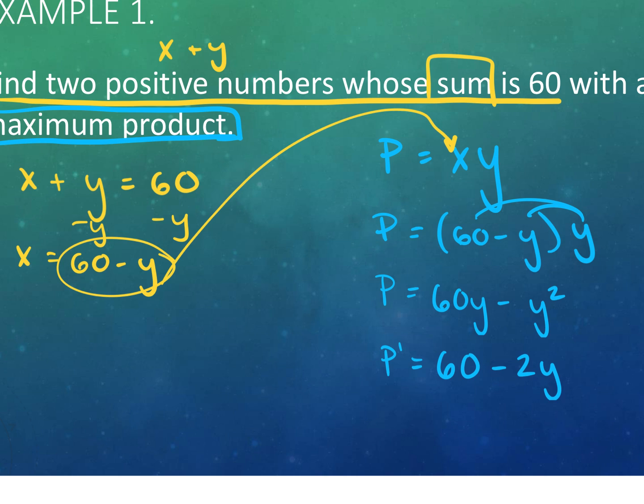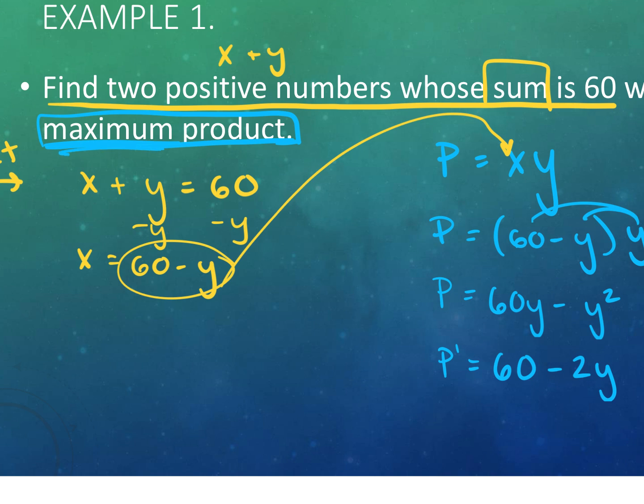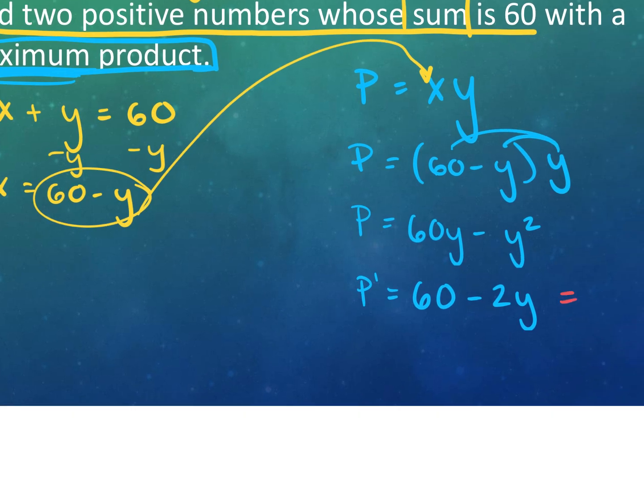Since we're looking for a maximum, we're kind of looking for our critical numbers here, because our critical numbers would happen at a maximum or minimum. So we want to set this equal to 0, because we're looking for a maximum. So when we set it equal to 0, I can add 2y to the other side. We get 60 equals 2y. Divide by 2. y equals 30.